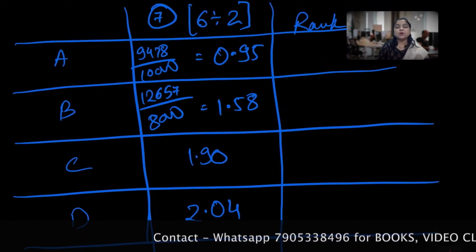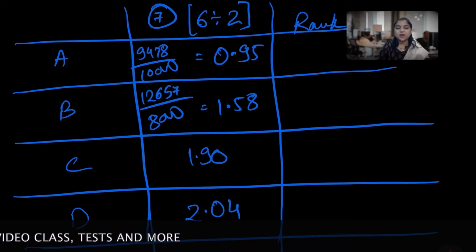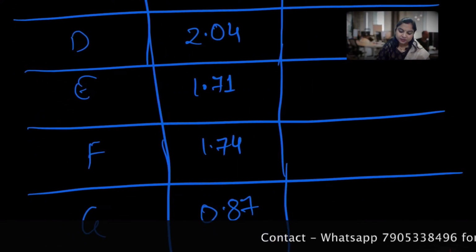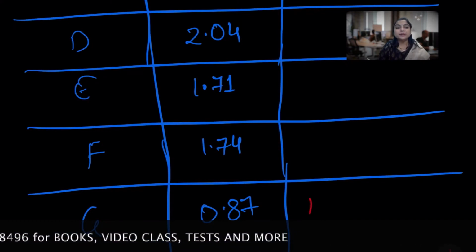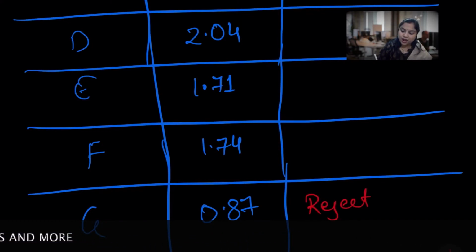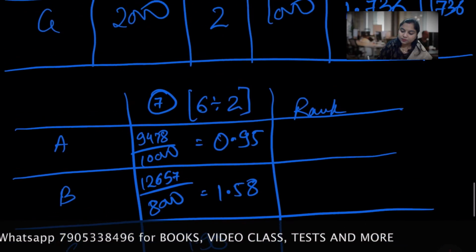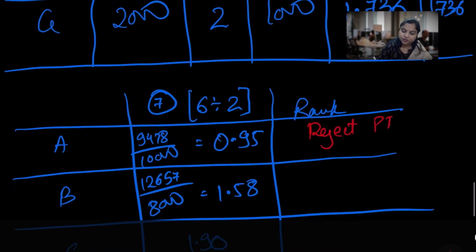So in case of a profitability index, if the project is less than 1, we have to reject that. So we can see project A and project G, in both cases, profitability index is less than 1. So we have to reject. Okay, reject.